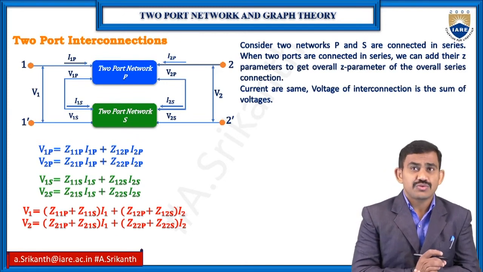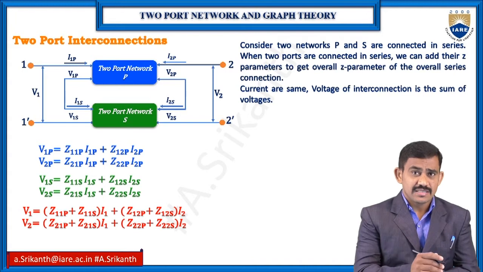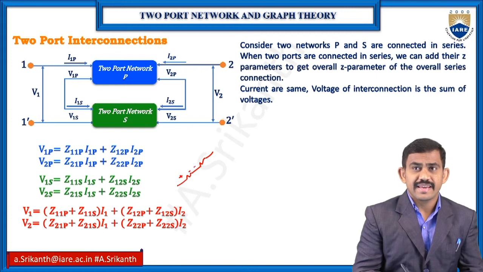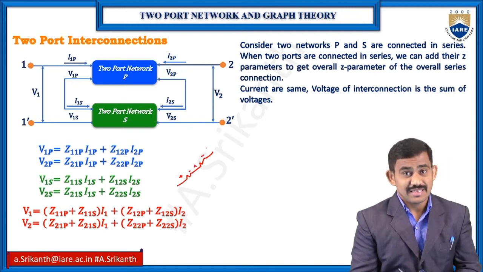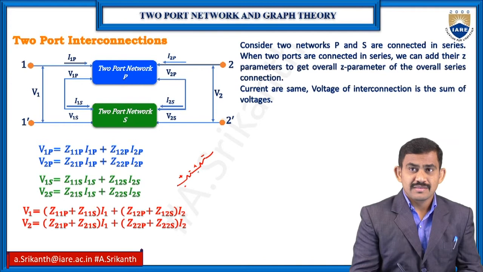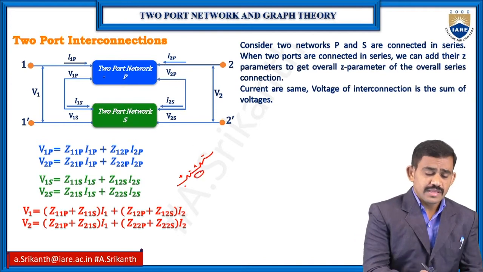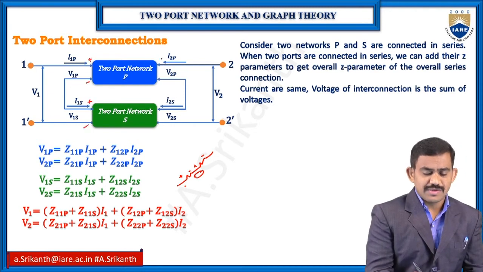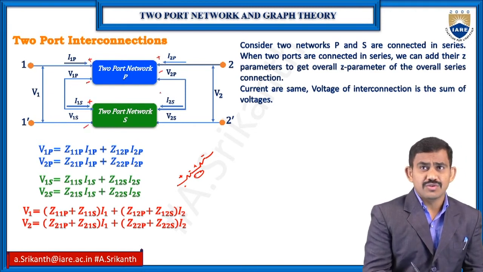Here I have two port networks connected in series, so I will select series. Series means, suppose positive, negative, again positive, negative. First point and second point are both connected in one place. Now here we have positive and negative, and positive and negative. Same on the second side, positive, negative, and positive, negative.